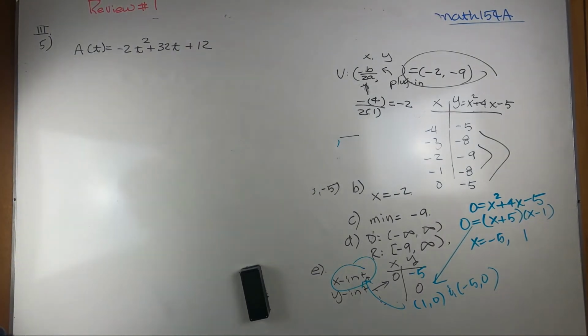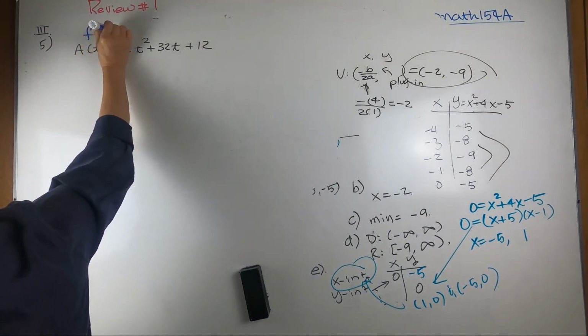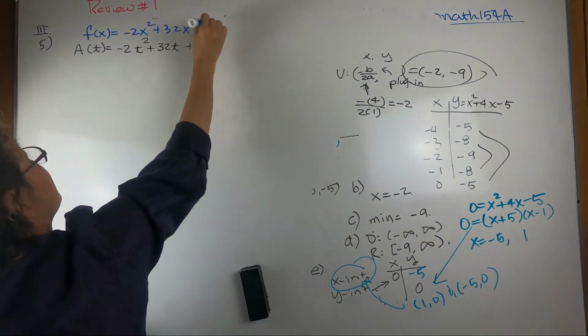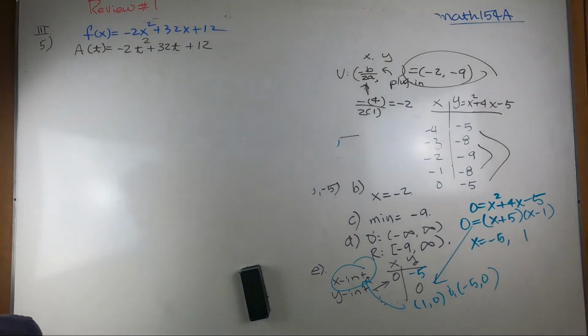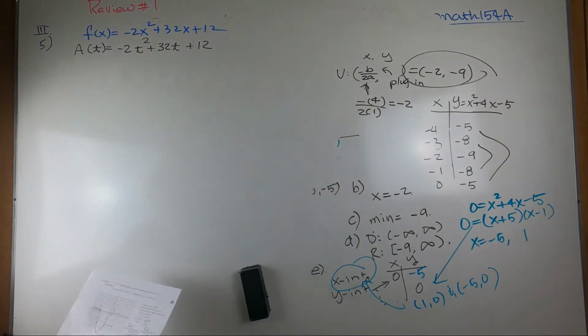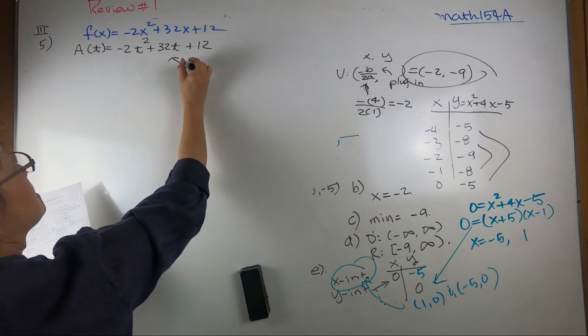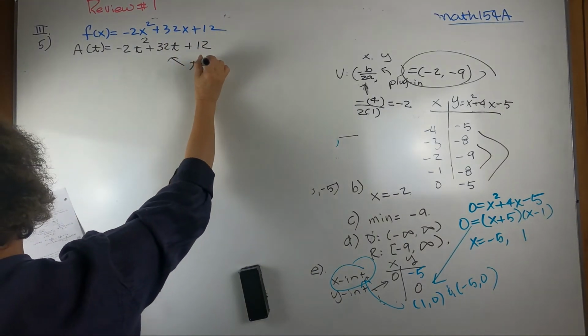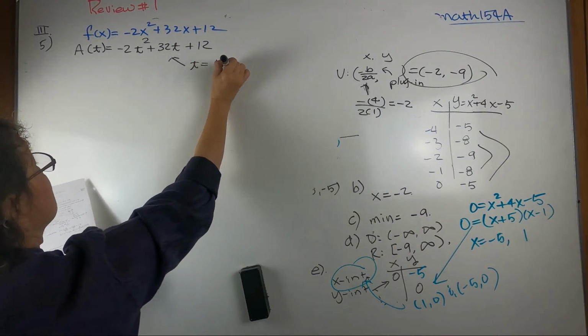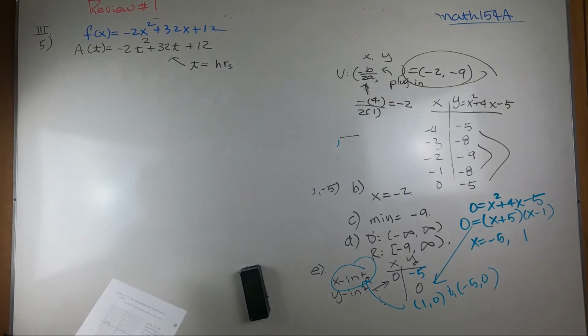A is like your function, right? It's like f of x equals -2x squared plus 32x plus 12. They are the same, except we use different labels to show you more meaning, right? So what is your t here, instead of x? Is t by the seconds or by the hours? By the hours, right? It says t is the number of hours after 6 a.m.